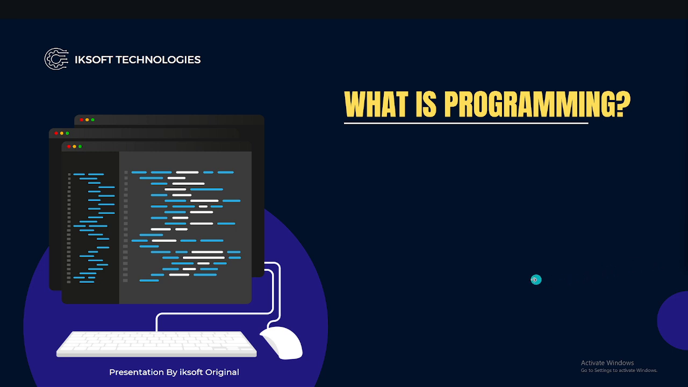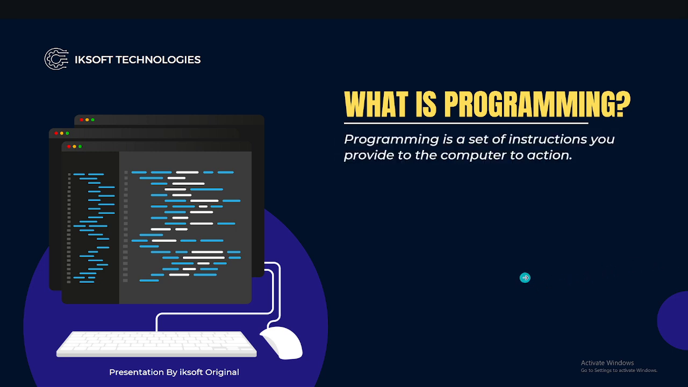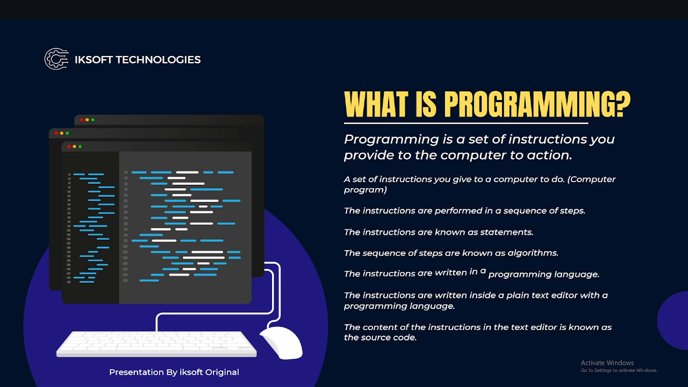So, when we talk of programming, first of all, programming is a set of instructions, a set of instructions you provide to the computer to action. So, writing something or preparing something for a computer to do, that is programming. Now, there is more to this. A set of instructions you give to a computer to do is called a computer program.